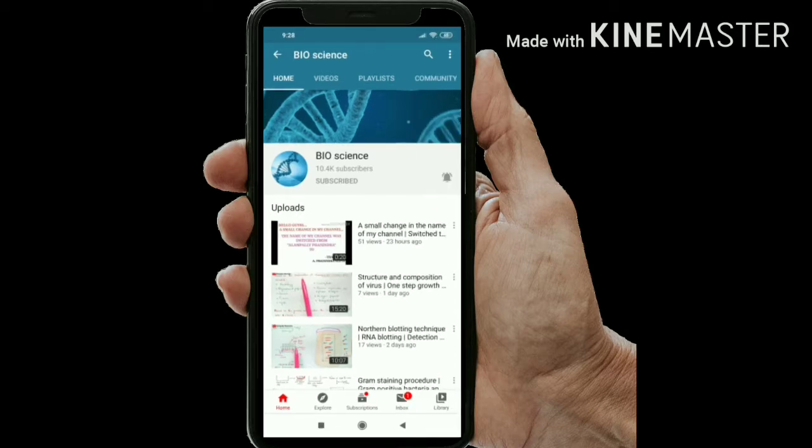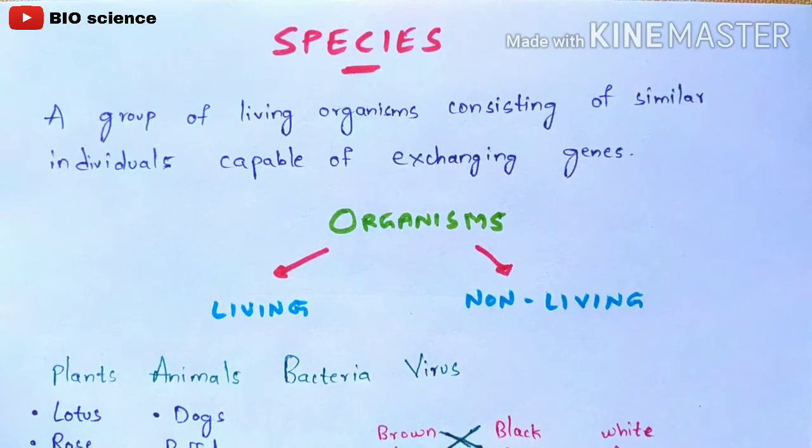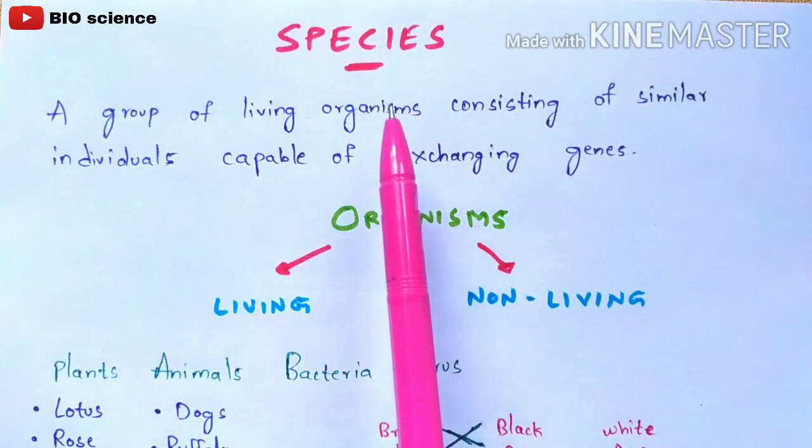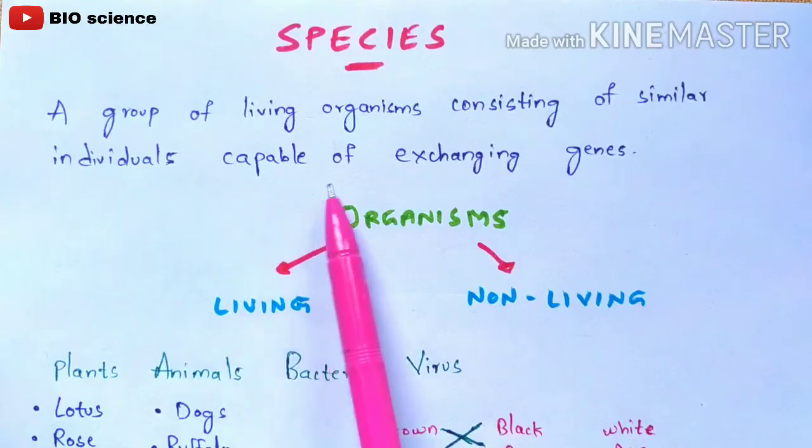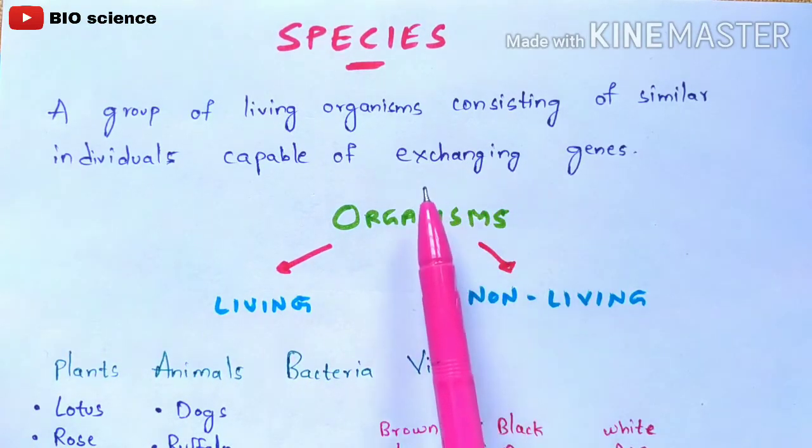So today let us discuss species, right? A group of living organisms consisting of similar individuals capable of exchanging genes are called species, right?